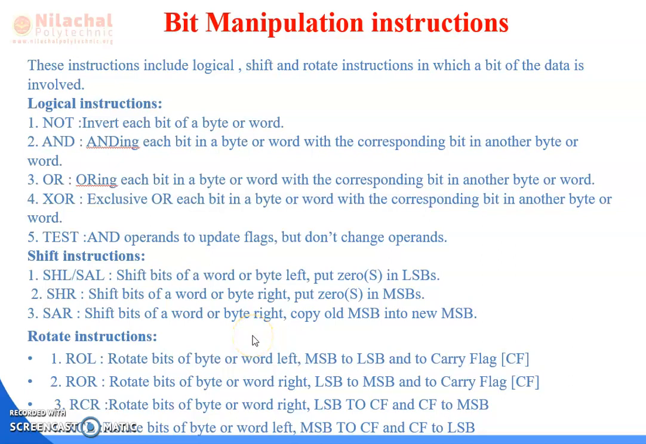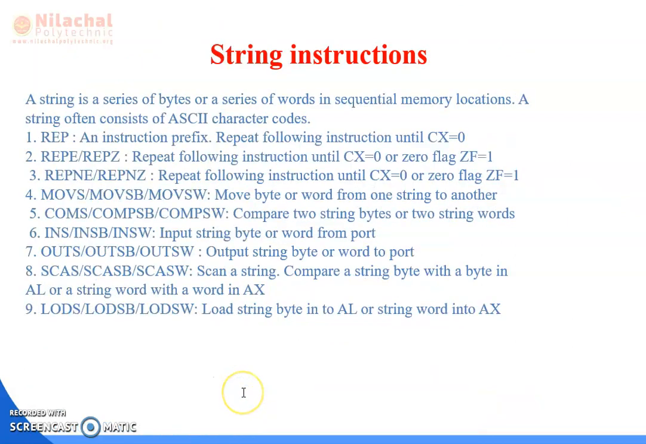Next rotate instruction. It is ROL, rotate bits of byte or word left, that is MSB to LSB and to carry flag. Next ROR means rotate bits of byte or word right, or LSB to MSB and to carry flag. Next RCR, that means rotate bits of byte or word right, LSB to CF and CF to MSB. Next one is RCL, so rotate bits of byte or word left, MSB to carry flag and carry flag to LSB.